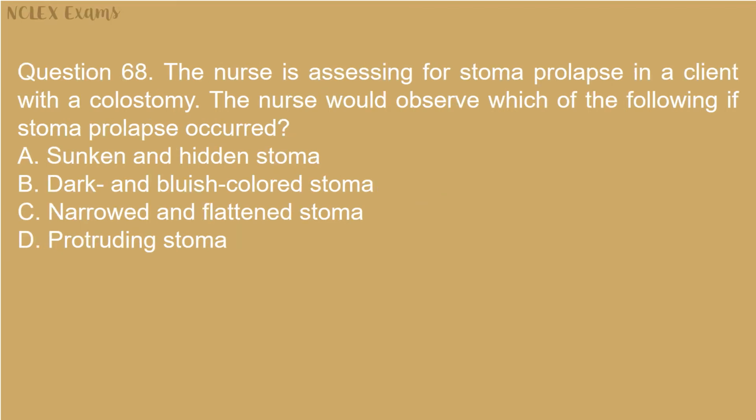Question 68. The nurse is assessing for stoma prolapse in a client with a colostomy. The nurse would observe which of the following if stoma prolapse occurred? A. Sunken and hidden stoma. B. Dark and bluish colored stoma. C. Narrowed and flattened stoma. D. Protruding stoma.